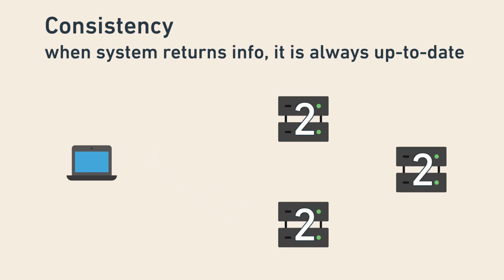On the other hand, in a system without consistency, after the system says, "I'm done," I could query a node and it could return stale information. For example, if I write 3, then query a different node before the information propagates to it, it might return 2, which is stale. We can sum consistency up as, when the system returns information, it is always the latest information.